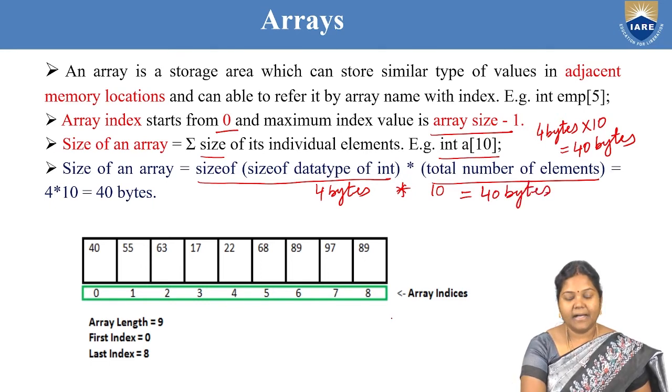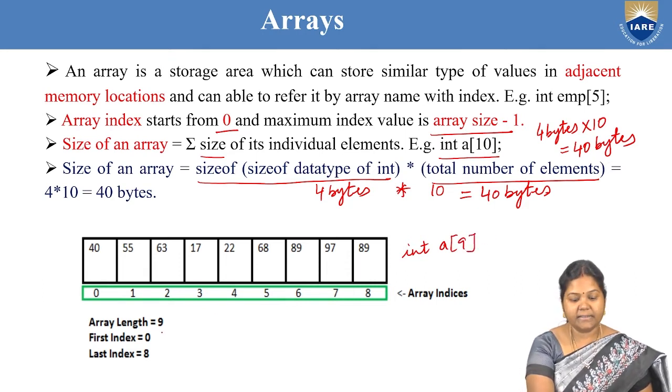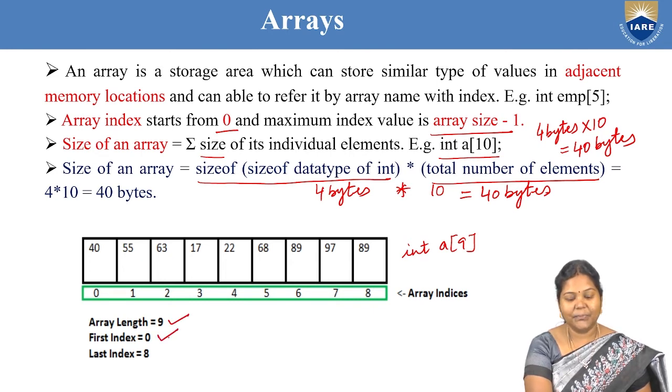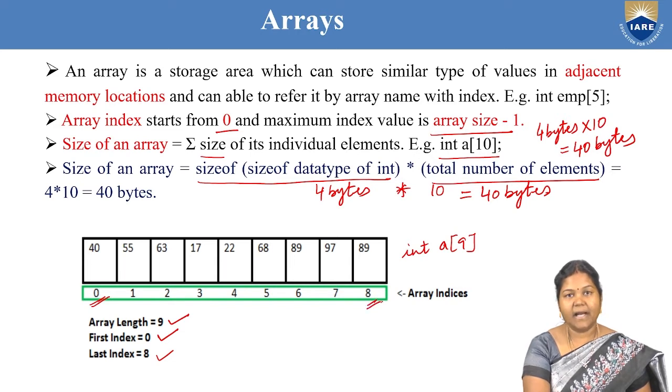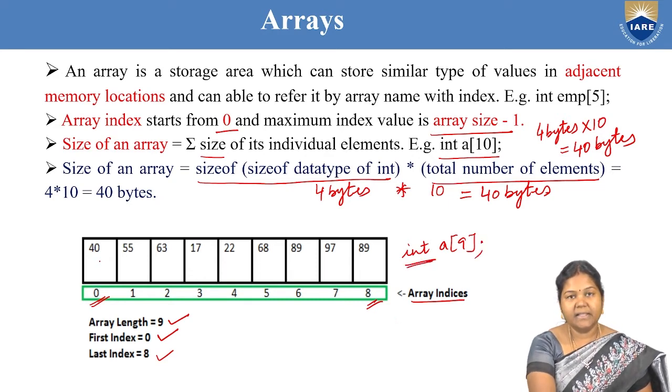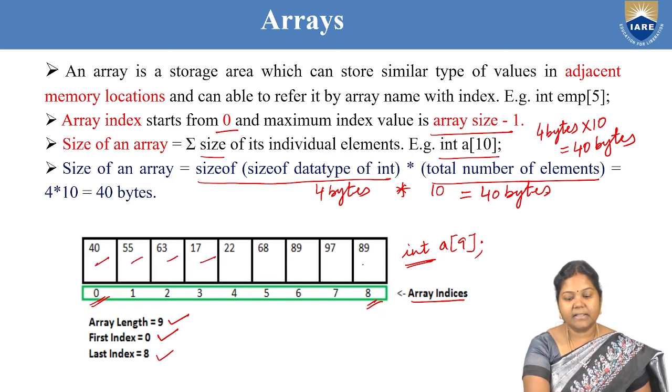Now, let us have a look at this array. This is an array of size 9. If you declare int a of 9, this array contains 9 elements. So, the array length is 9. Array index starts with 0, so the first index is 0 and the last index is 8, because it is array size minus 1. You can see that the indices go from 0 to 8. Because the array is of type integer, it contains a number of integers. These are the integers 40, 55, 63 stored in this array.